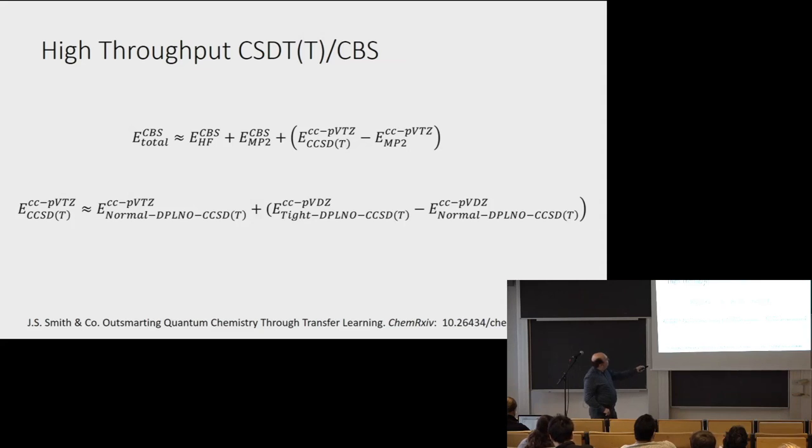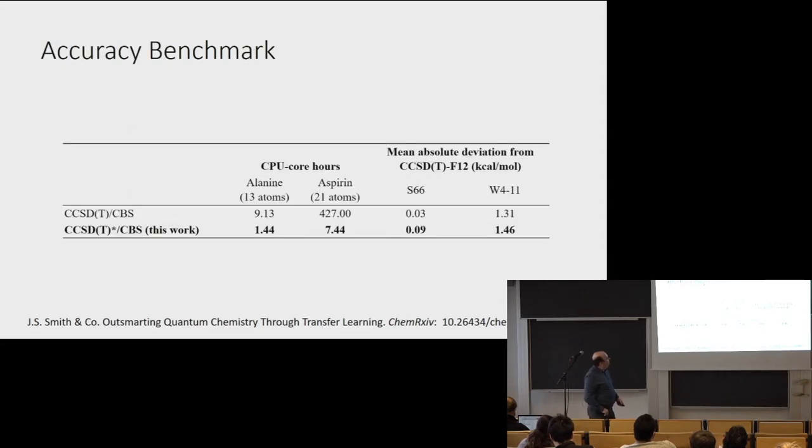It has a couple of different parameters. So that's the accuracy of the conventional CBS. And this is the CBS with a star, where we replace conventional coupled cluster with the approximate. And you can immediately see, for example, the compute expense for aspirin, which has only 21 atoms, is more than 400 hours just to do the single points.